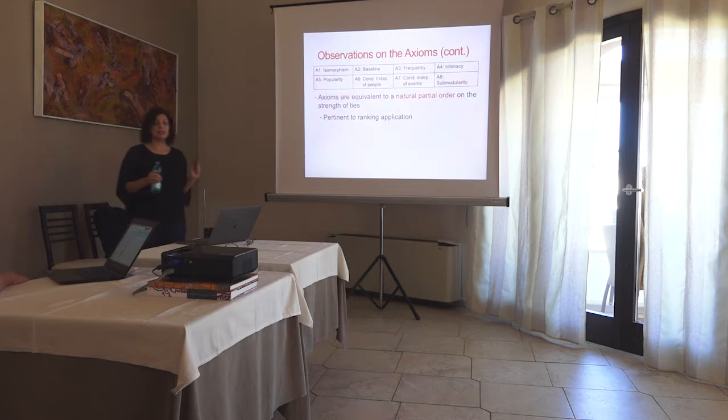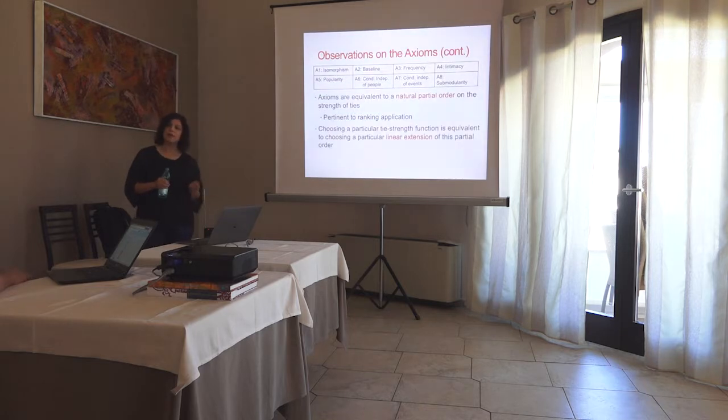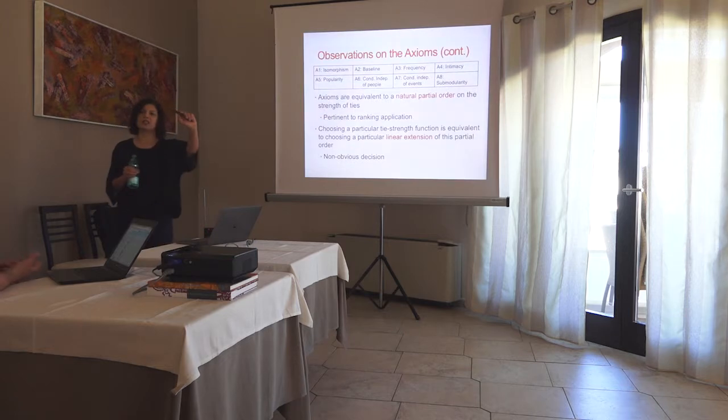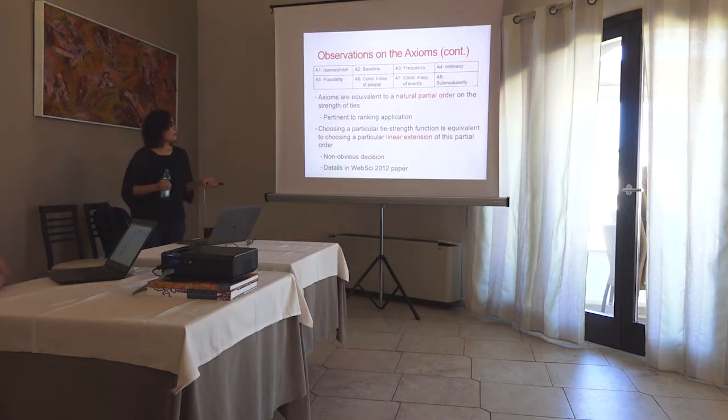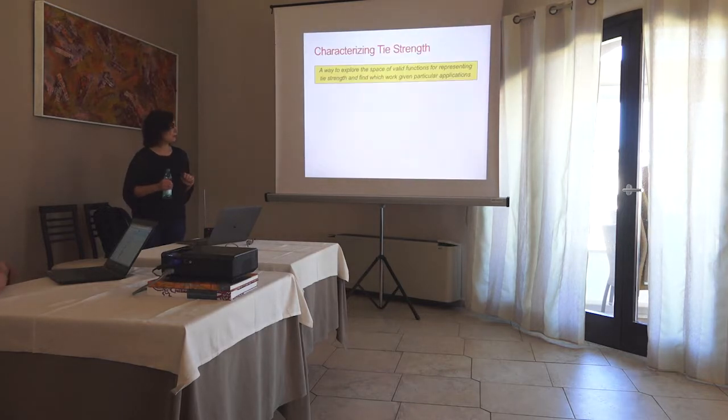So as I said, the axioms will produce this natural partial order, and this is only pertaining to ordinal ranking applications. And then if you pick a particular tie strength measure that satisfies the axioms, it's similar to picking a linear extension of the partial order. And there's a proof of this in the paper, and this decision is not obvious. So the decision of, I care about intimacy more than frequency, is not obvious, right? And this is where, again, you would need to talk with some subject matter experts. And the details are in this other paper.